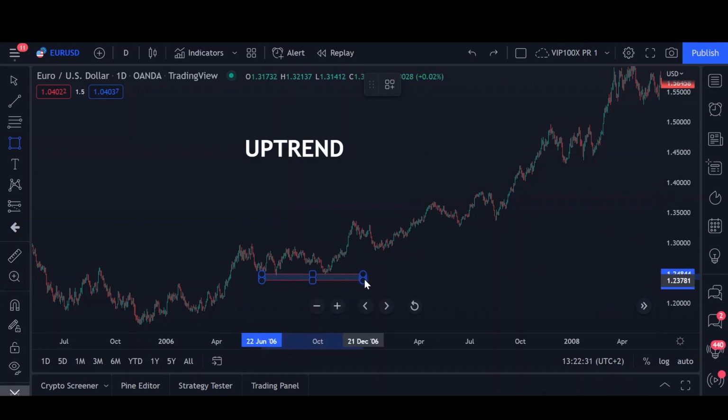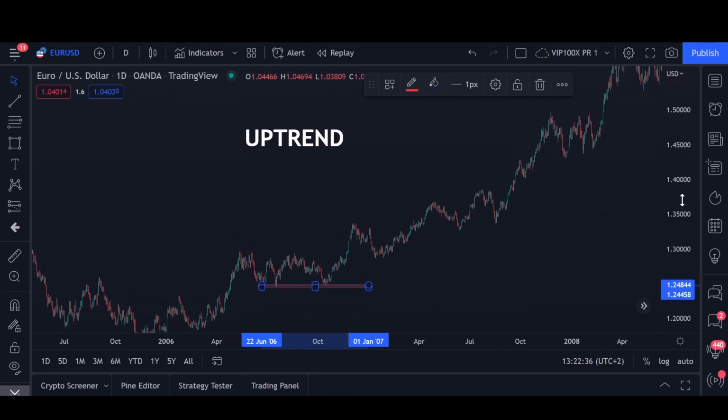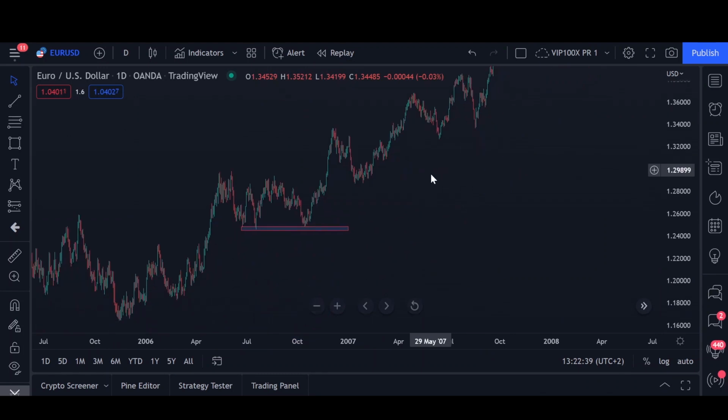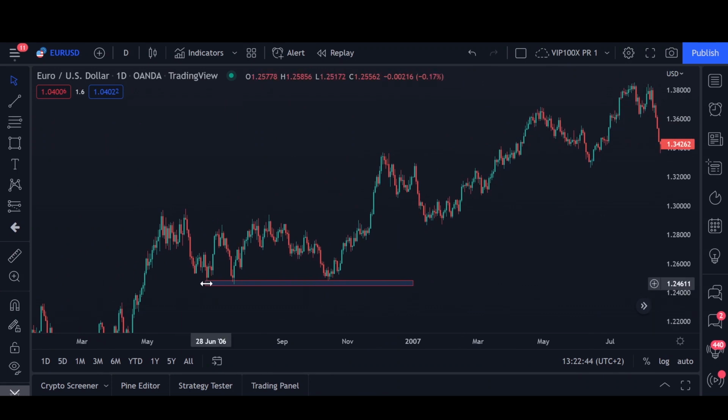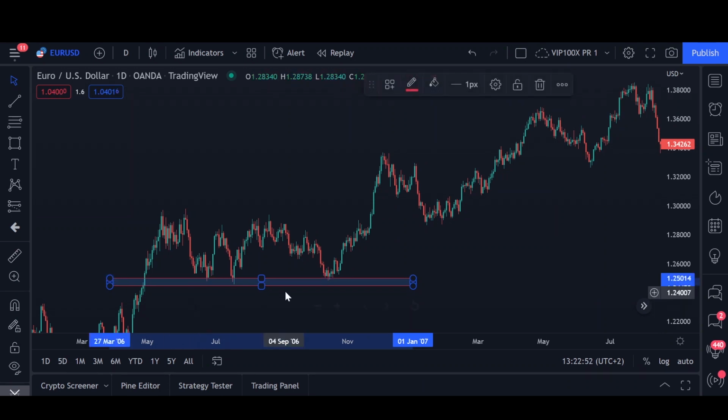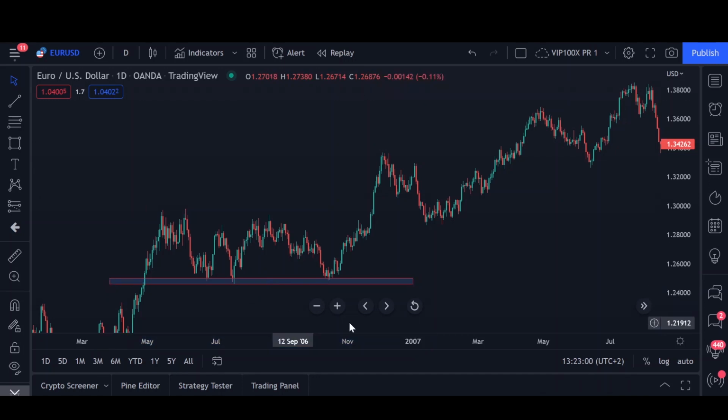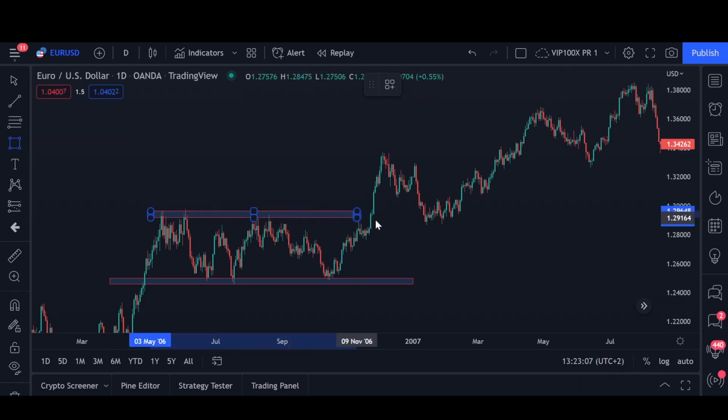These lows are around the same price level, so we draw the support here. We extend it to the left and adjust it from the bodies that form the low to the lowest wick. And let's do the same with the resistance, from the bodies to the wick.